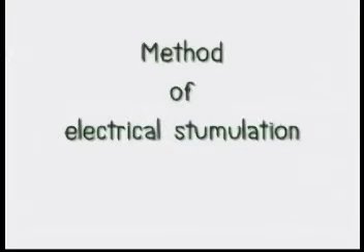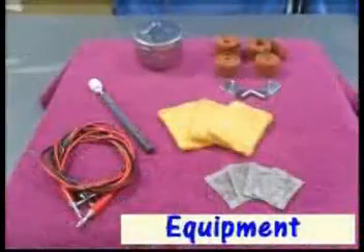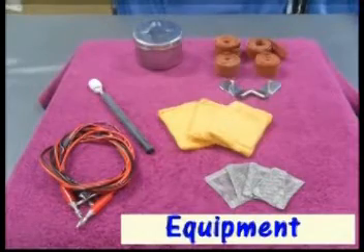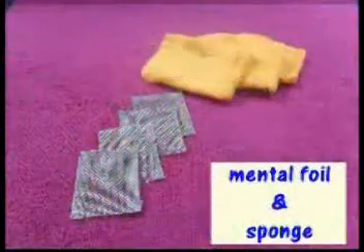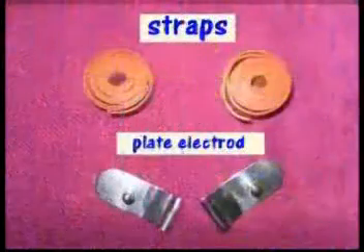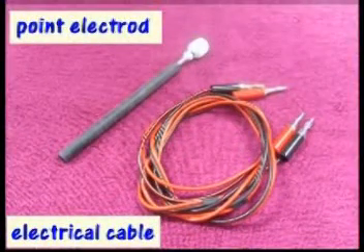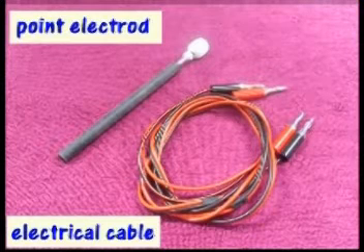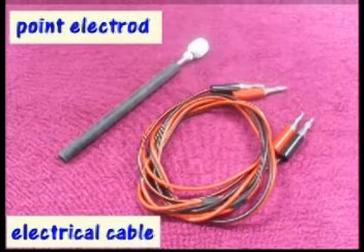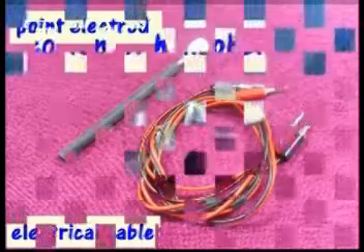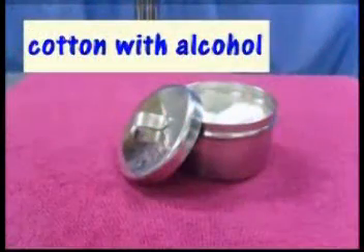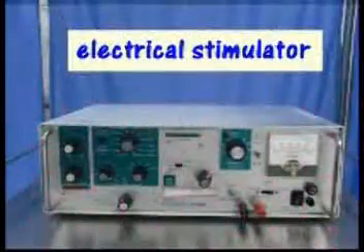The method of electrical stimulation for denervated muscle. First, prepare the patient and equipment. Equipment is composed of metal foil and sponge, strap, point electrode, and electrical cable. The black one is the negative pole and the red lead line is the positive pole. Cotton with alcohol. Electrical stimulator.